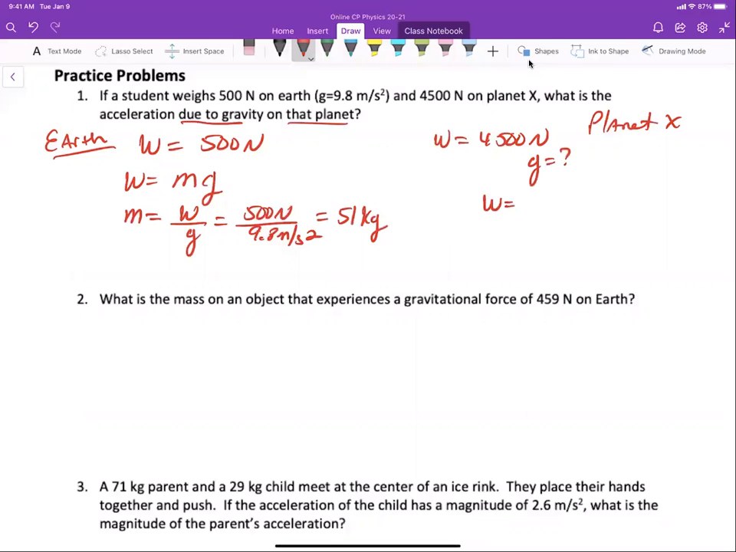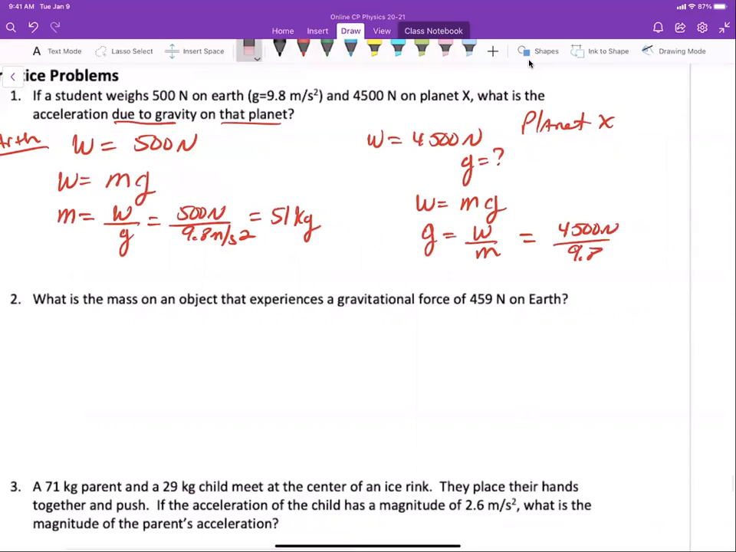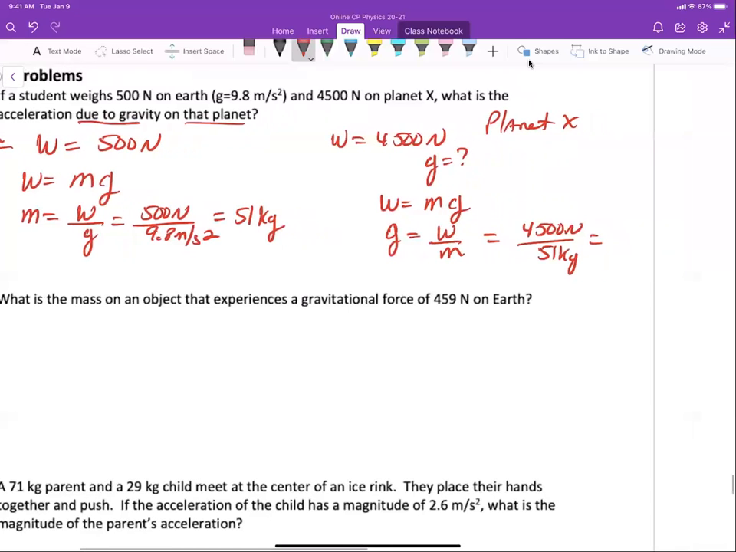And what we're trying to find is g on that planet. So weight is equal to its mass times g on that planet. So g is its weight divided by its mass, which we found from the information on Earth. And on the planet, it was 4,500 newtons divided by its mass, which is 51 kilograms. And that is equal to 88.23, and that is in meters per second squared.